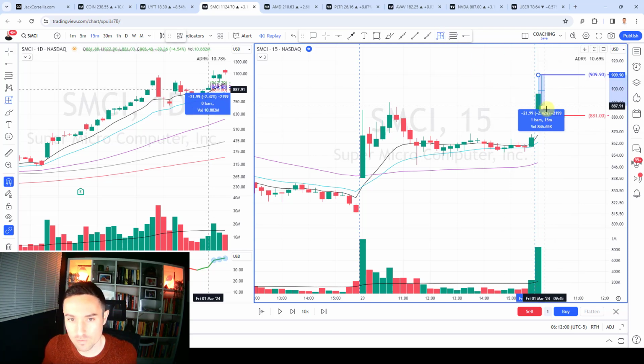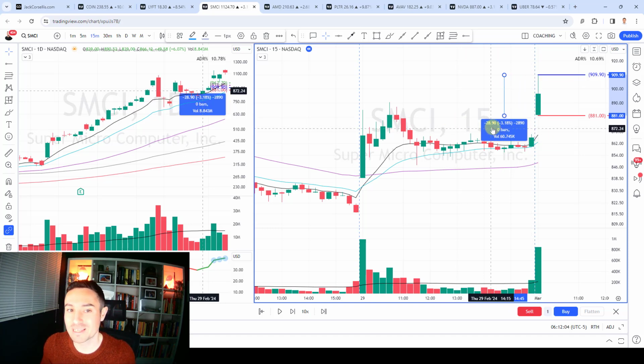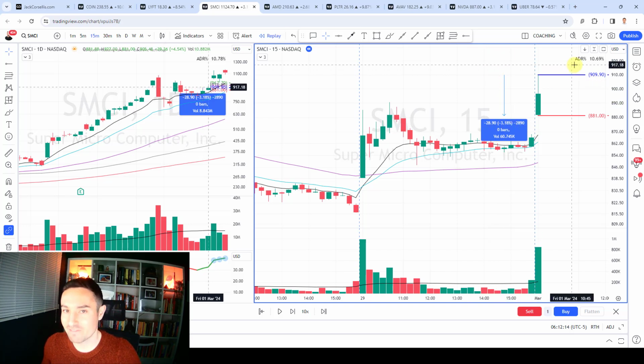So what would our initial risk be there? Well, our initial risk on the trade, this is a high price stock, so it's going to be $28.90 risk per share, which is going to equate to 3.18%, assuming perfect execution and no slippage on the stop loss. So 3.18%. Now, is that favorable versus the ADR percentage at this time of 10.69%? Yes, it's around about a third.